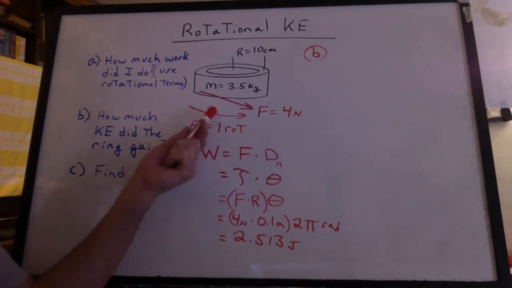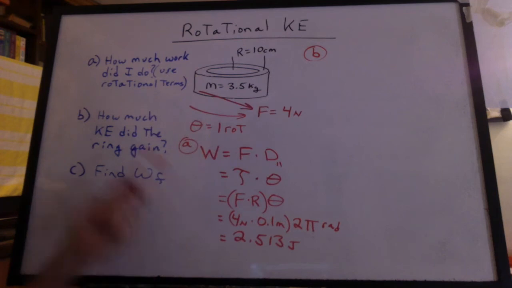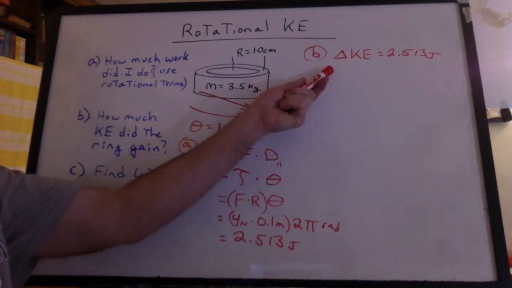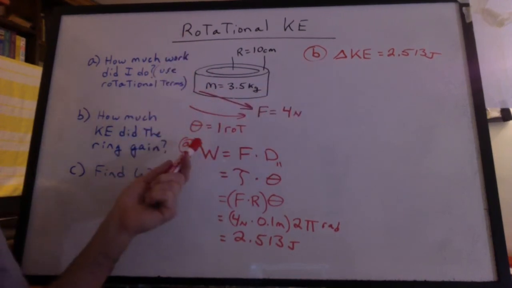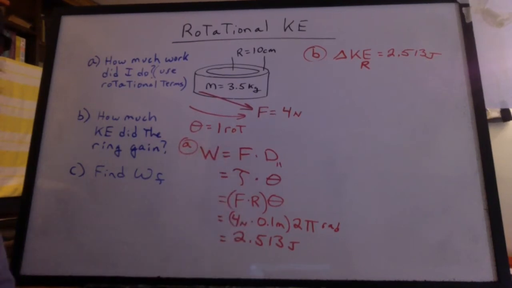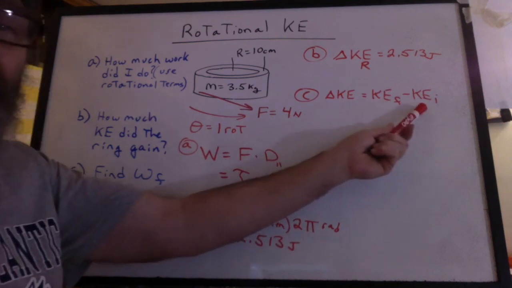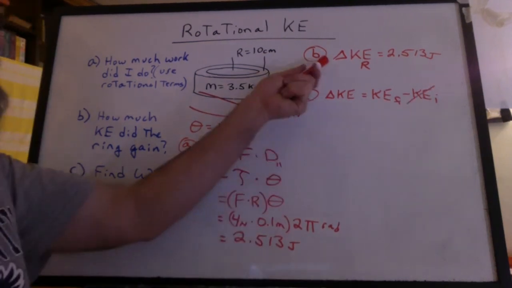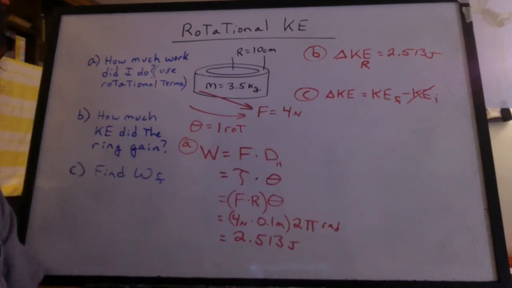So what happened to the work that I did? It went into making this thing rotate faster and faster. How much kinetic energy did the ring gain? It had to gain that much kinetic energy. It did not go uphill. We're not talking about any waste heat here. And we can think of this as rotational kinetic energy. If the change in kinetic energy is the KE final minus the KE initial, this must be the final KE because we don't have an initial angular velocity.